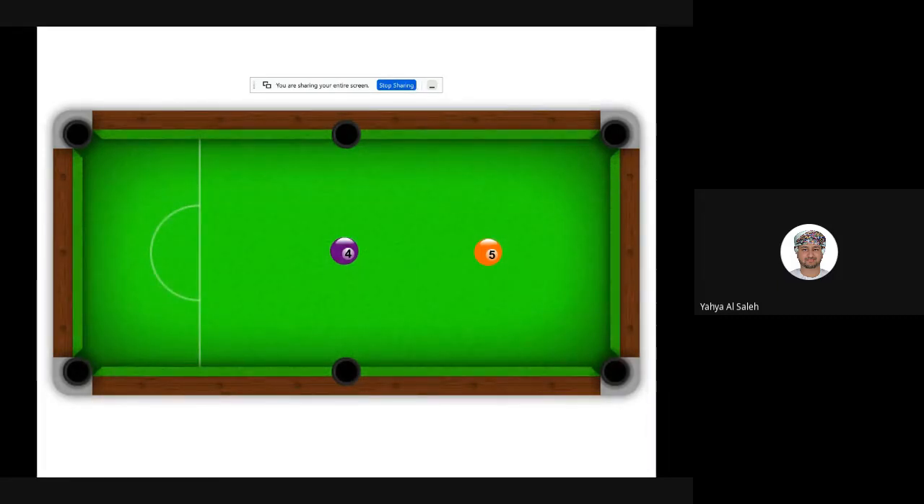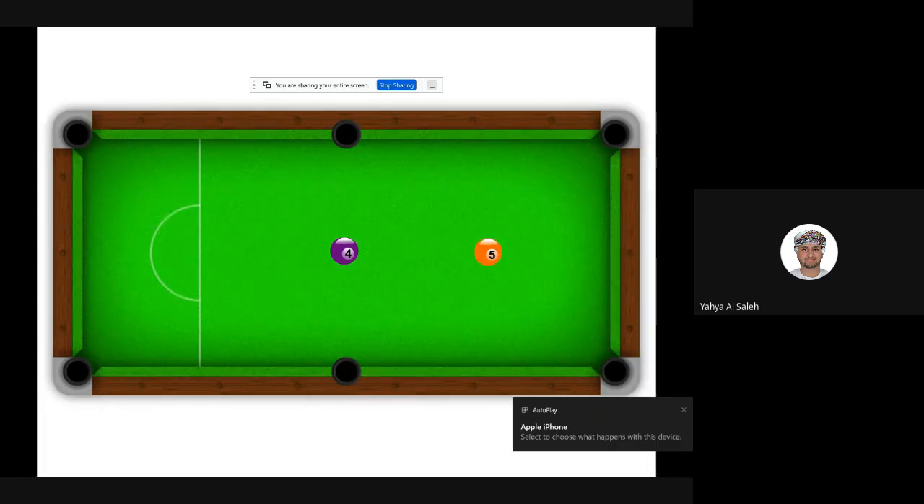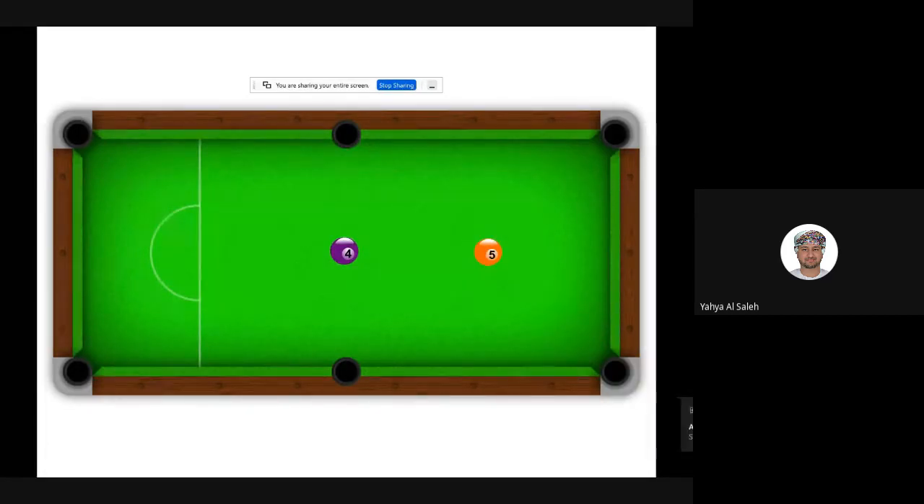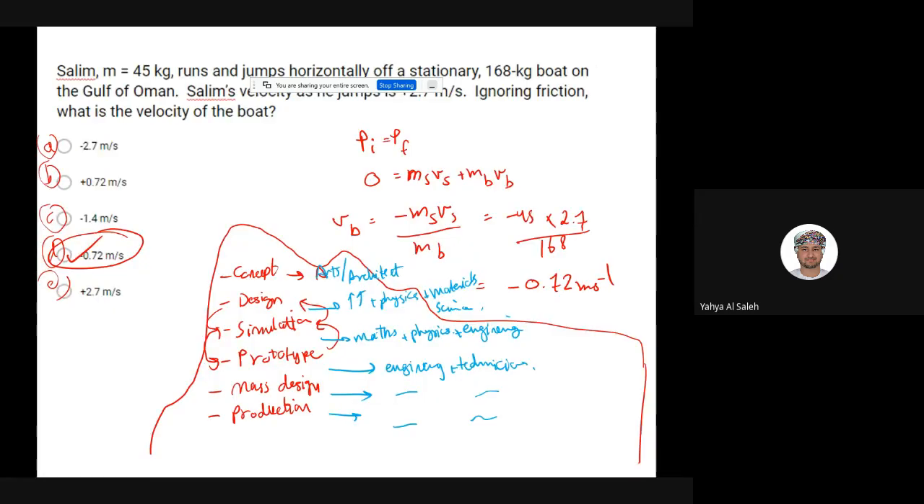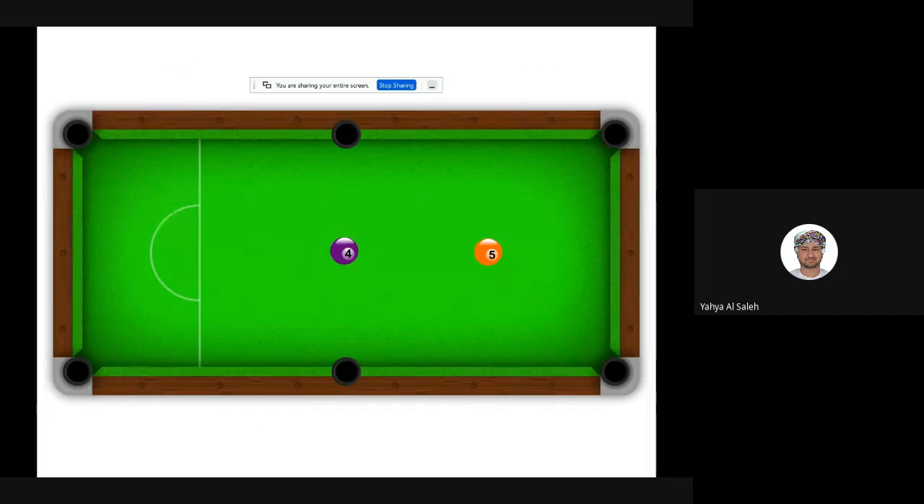In the previous lecture, we discussed the principle of momentum, the principle of impulse, the principle of average force, and the idea of how the same force can be distributed over different periods of time. And today, we are going to talk about billiards or snooker.